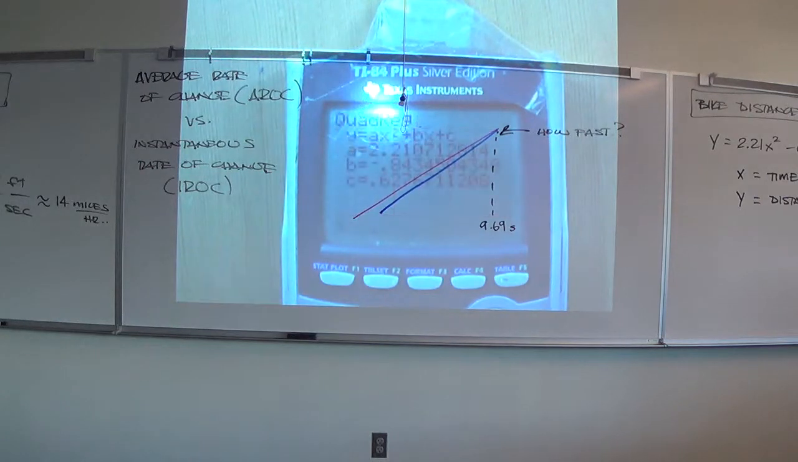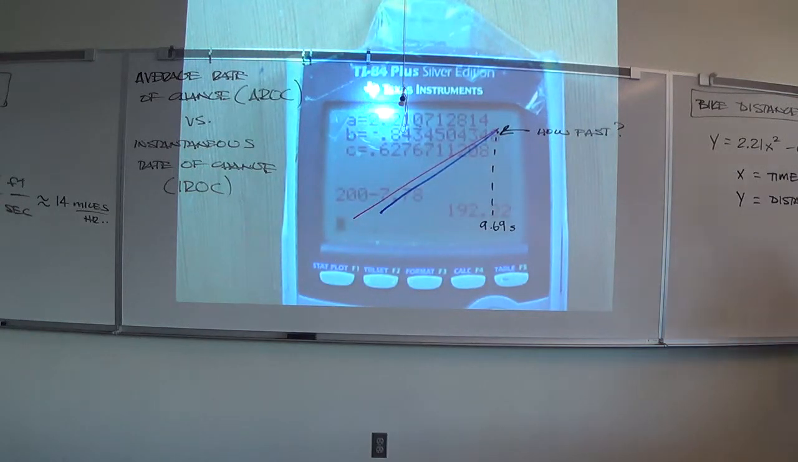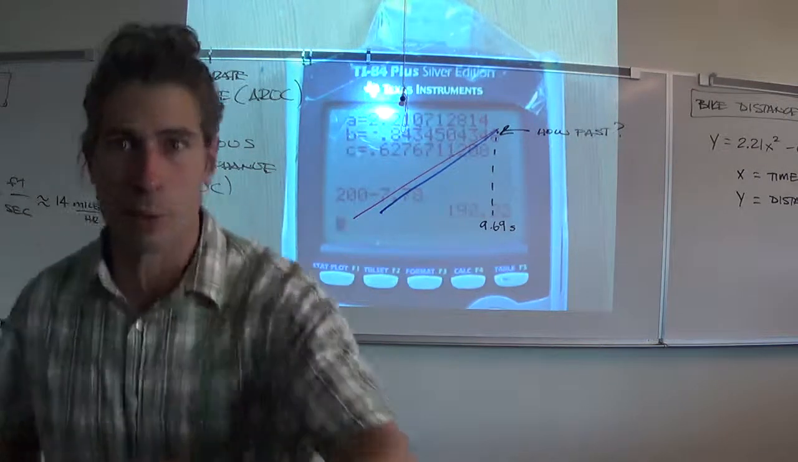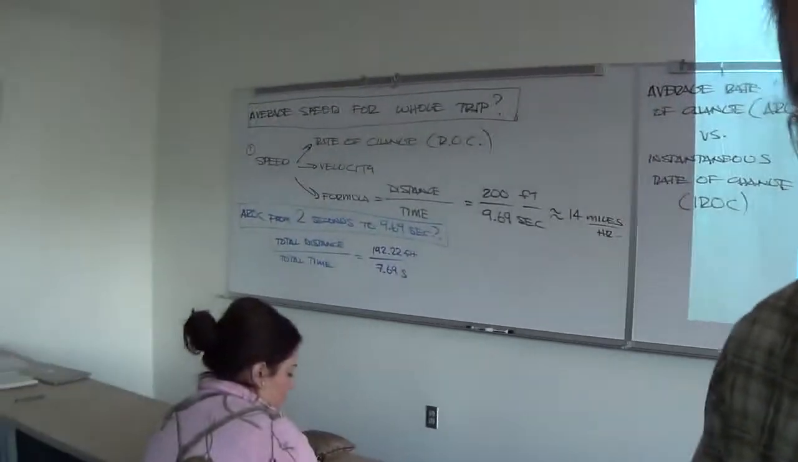So 200 minus 7.78, is that right? About 192.22. Michael's got it. 192.22 feet. Okay with that? Decent with that? Okay.